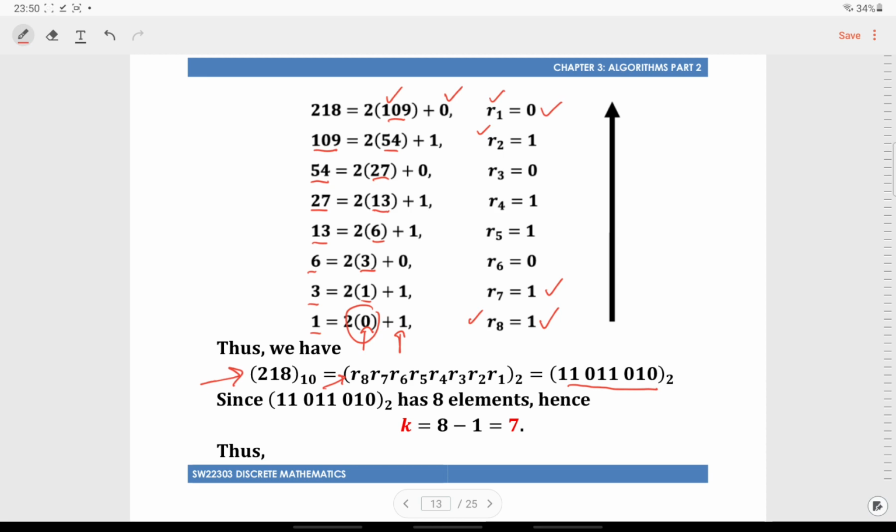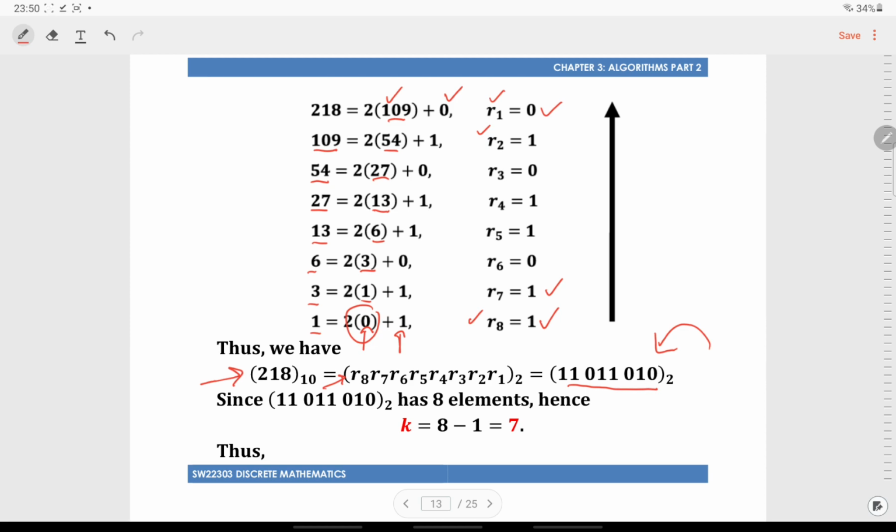Okay, so we finish with the first step. So what is the second step? The second step is to identify the value for the k. The value for the k is based on the binary expansion, not the decimal, but the binary expansion.